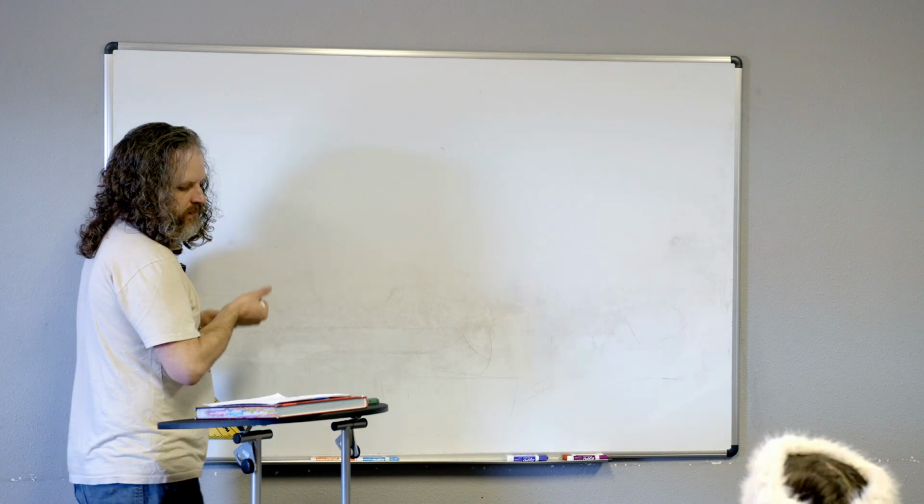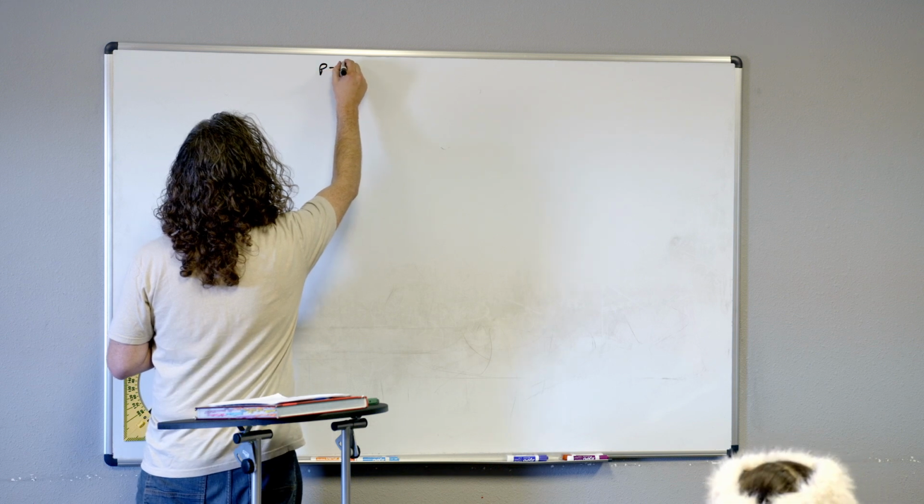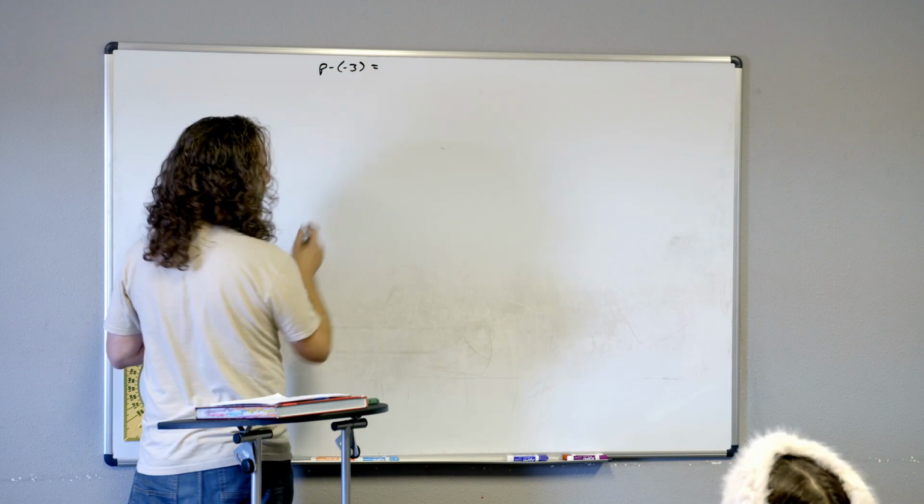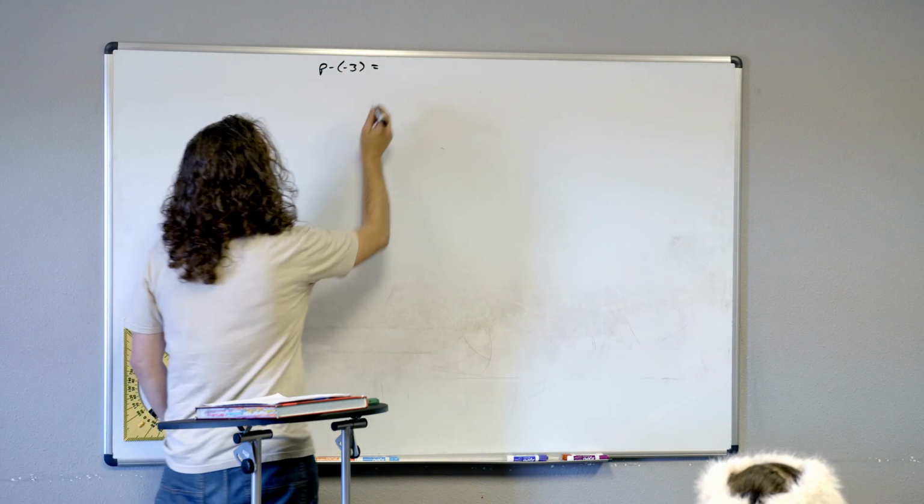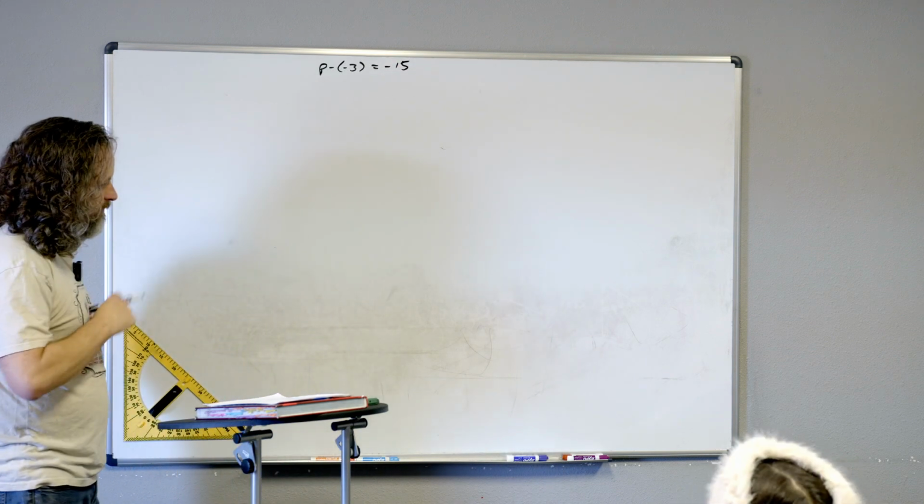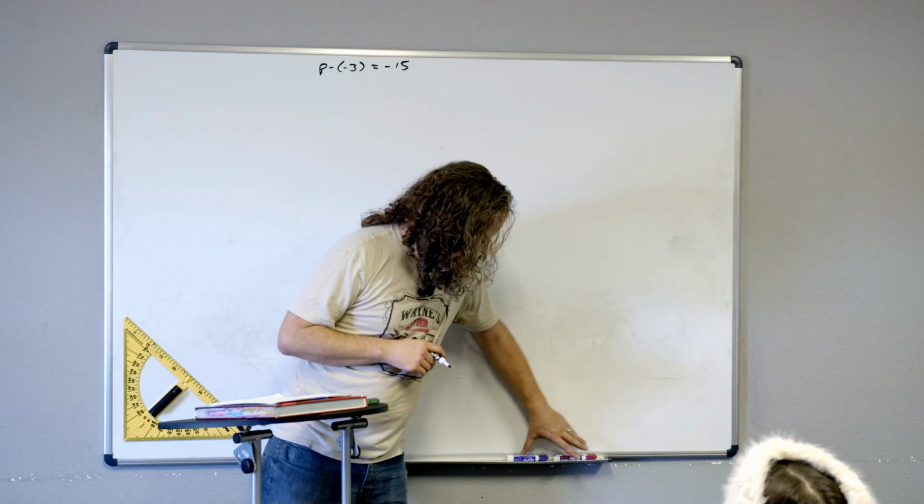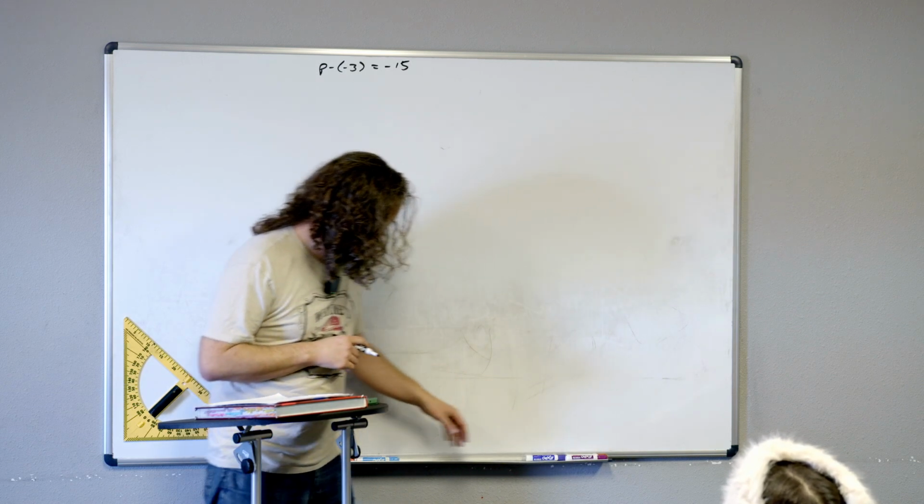3, he says. P minus negative 3 equals negative 15. What do we have to do very first before we do anything else? We do have to ka-chink, ka-chink first. That's true.